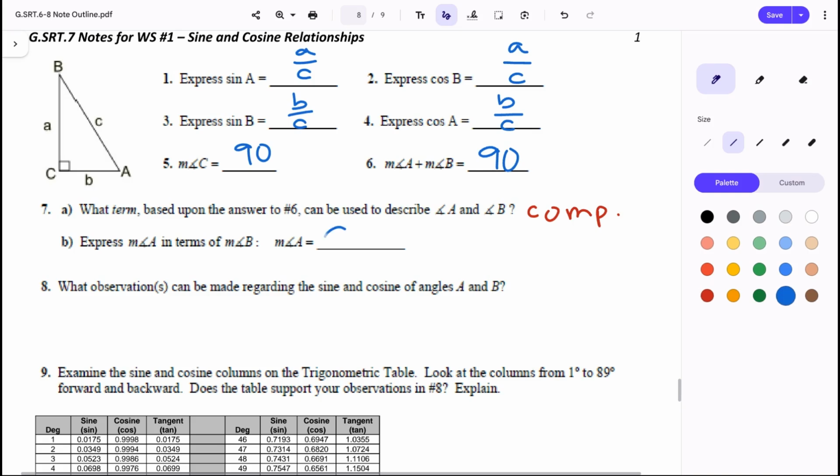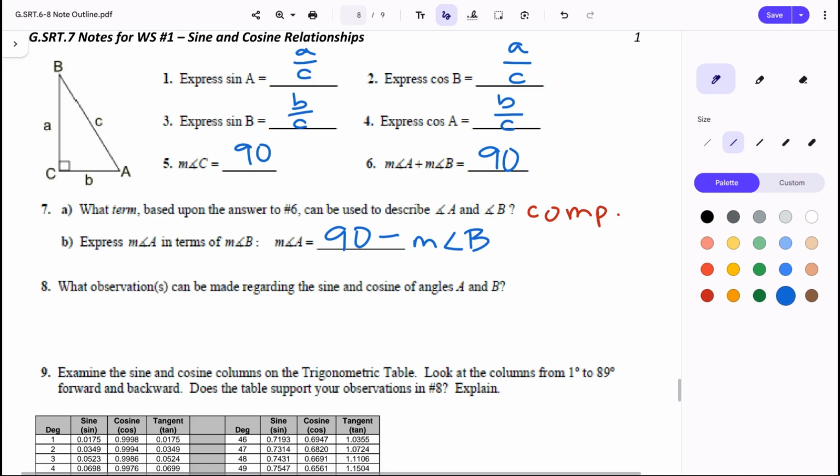Yeah, you could take 90 minus whatever angle B is. So the measure of angle B. So whatever you know B to be, whether it's 30 degrees, 20 degrees, 50 degrees, you would just take 90 minus that, and that would get you what angle A is, because you know that they should add up to 90 degrees all the time. Okay.